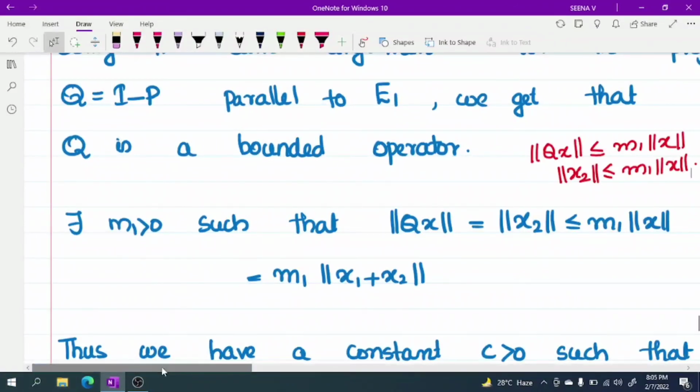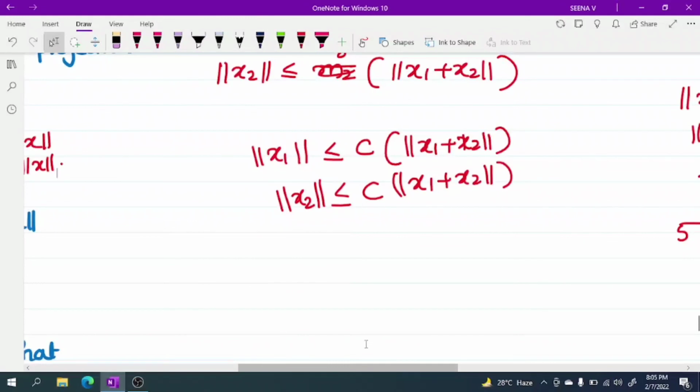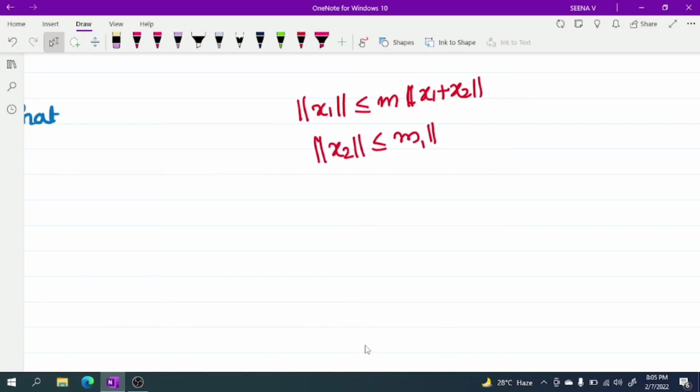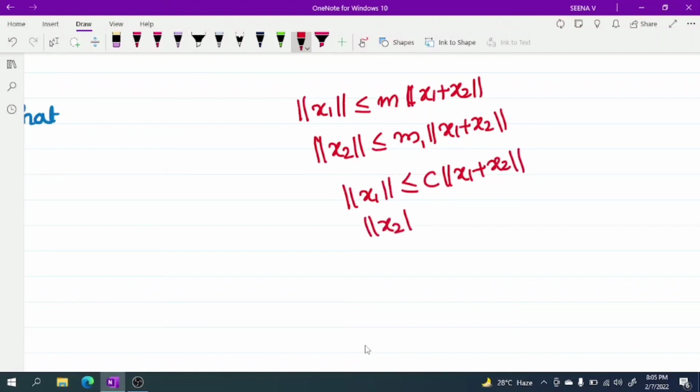So what we have is norm of x1 is less than or equal to m into norm of x1 plus x2, and norm of x2 is less than or equal to M1 into norm of x1 plus x2. So here if you choose capital C as maximum of m and M1, clearly norm of x1 is less than or equal to C into norm of x1 plus x2. Similarly, norm of x2 is less than or equal to C into norm of x1 plus x2.